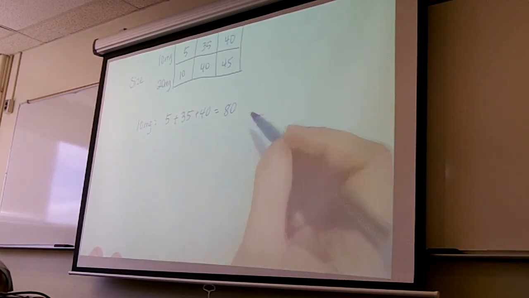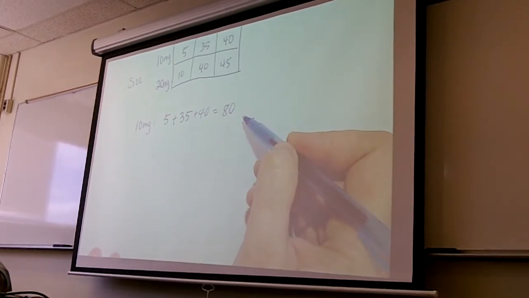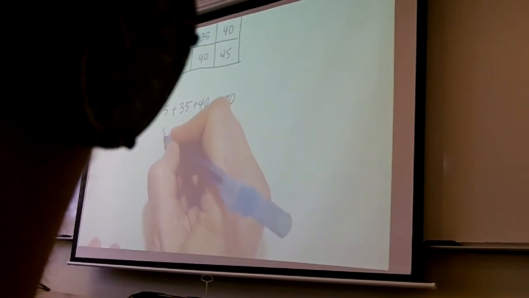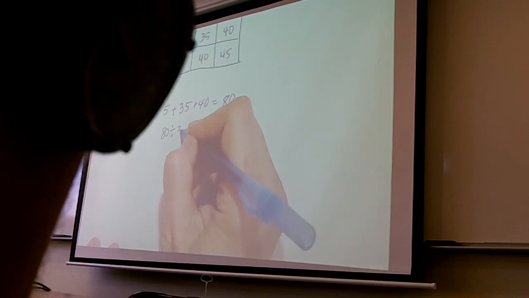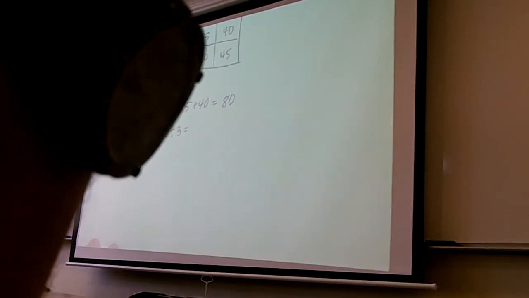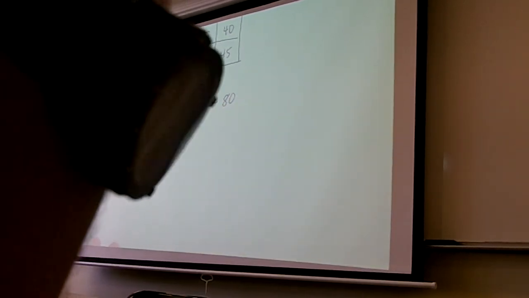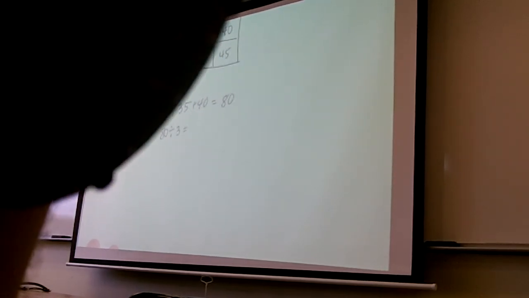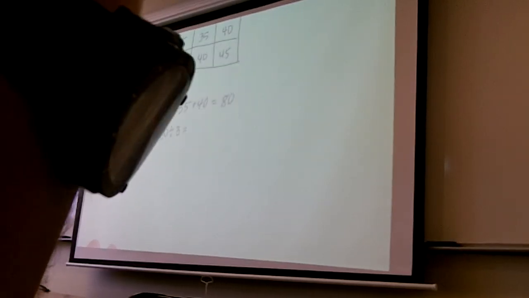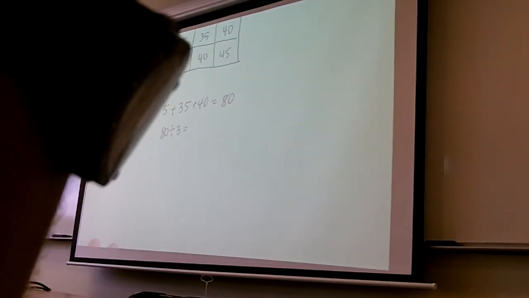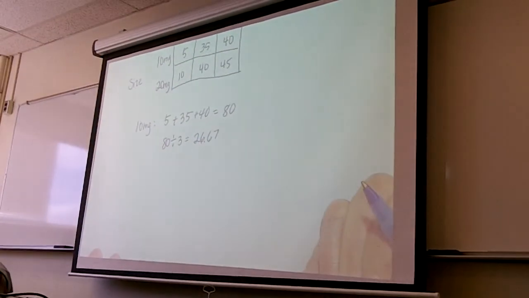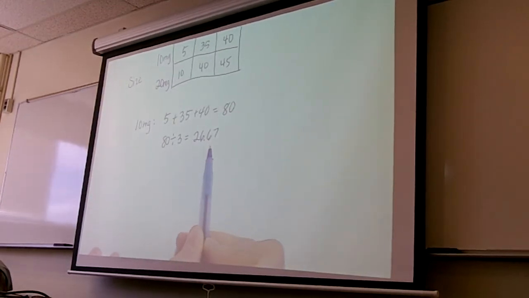That's the adding part, and then I have to take the average. So I'm going to take the average, 80 divided by 3 is what? 26.67? I don't do math, remember, you guys do math. You got that too? All right, we got a confirmation there. 26.67. Okay. So that's the average for 10 milligrams.